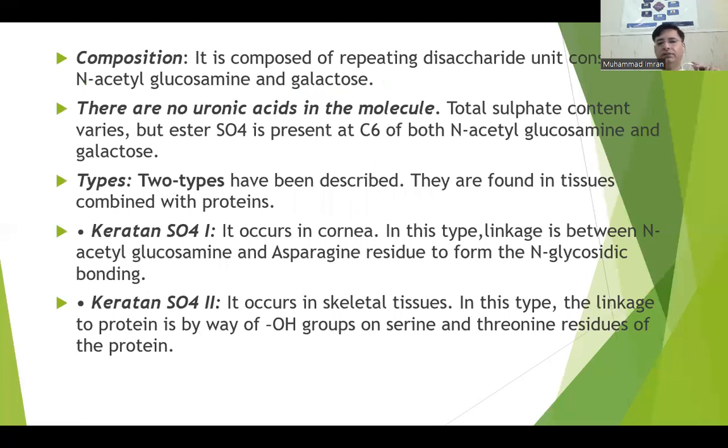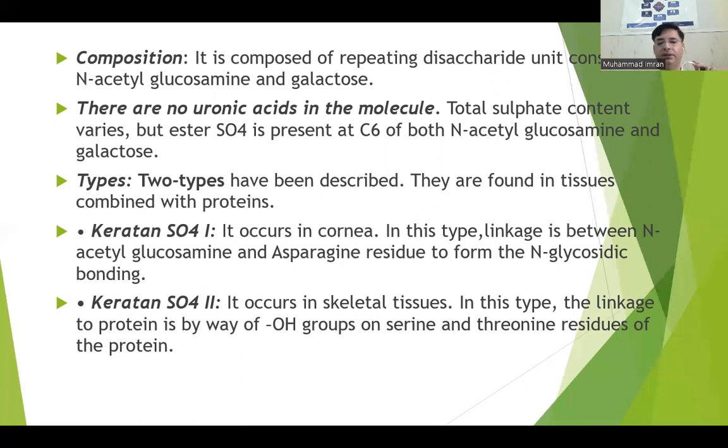Composition: it is composed of a disaccharide unit consisting of N-acetyl glucosamine and galactose. It has two forms: keratan sulfate type 1 and keratan sulfate type 2. Total sulfate content varies, but the ester of sulfate is present at carbon number 6 of both N-acetyl glucosamine and galactose. So both galactose and N-acetyl glucosamine have a negative charge because of the sulfate group present on carbon number 6. Linkages are the same: beta 1,4, beta 1,3, beta 1,4, and beta 1,3.